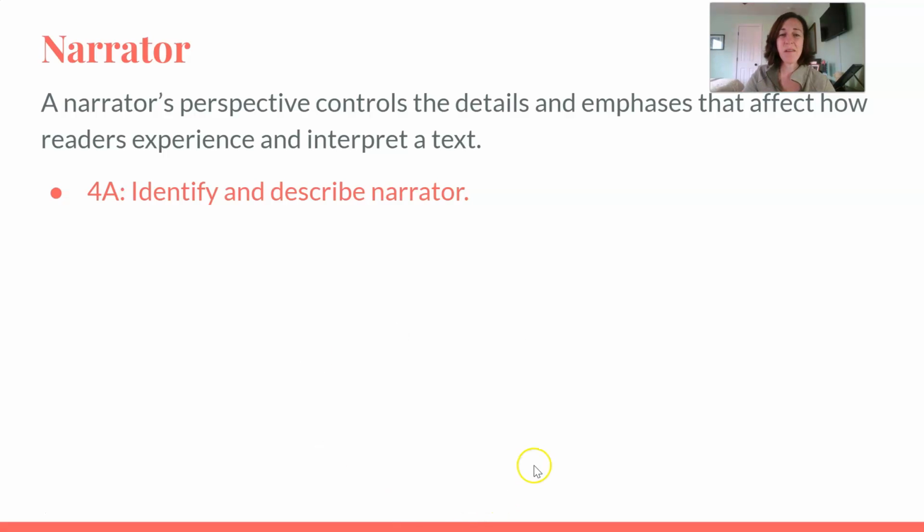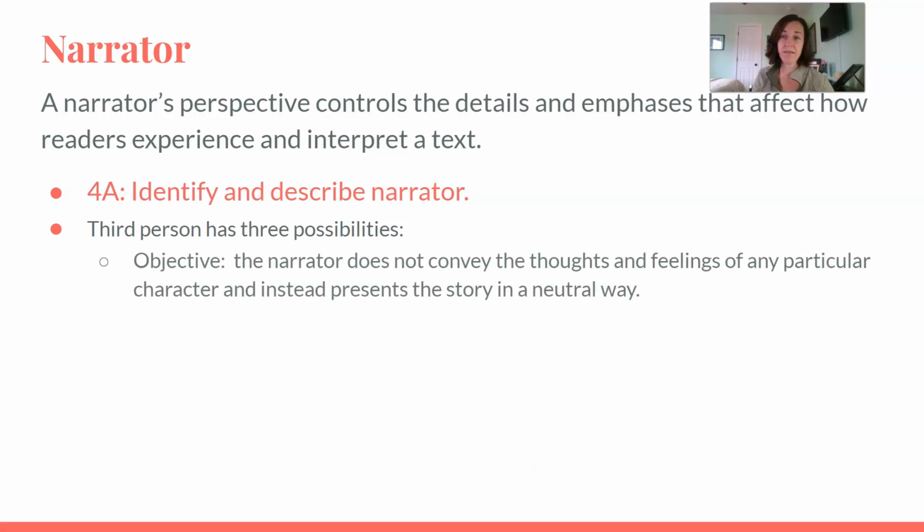Okay, so the narration is done in third person. And when it's in third person, there's three possibilities for how else it might reveal itself. It can either be objective. The narrator in these cases doesn't convey the thoughts and feelings of any character and is really neutral. A story that comes to mind that's very good at this is Hills Like White Elephants by Ernest Hemingway. It's a really neutral third person, a God's eye perspective where you never float into the mind of any character. So in that way, it's not a God's eye. It's more of a camera.